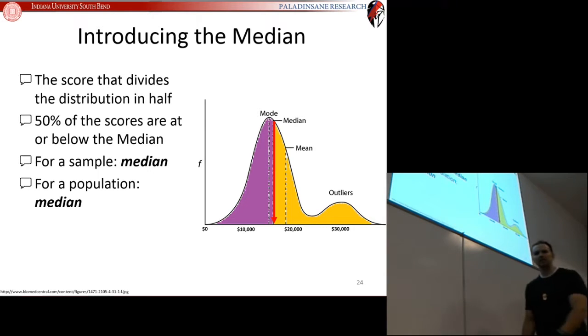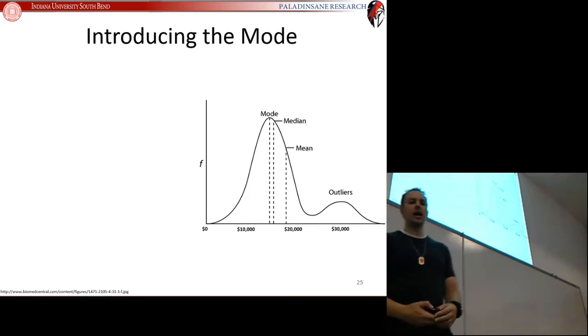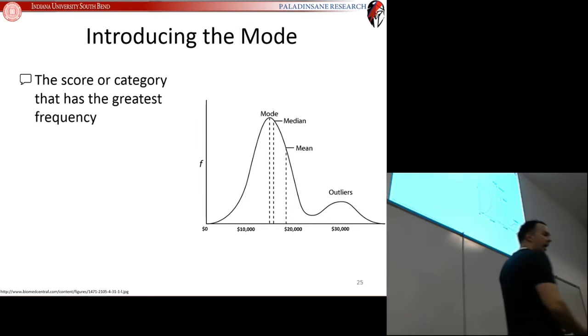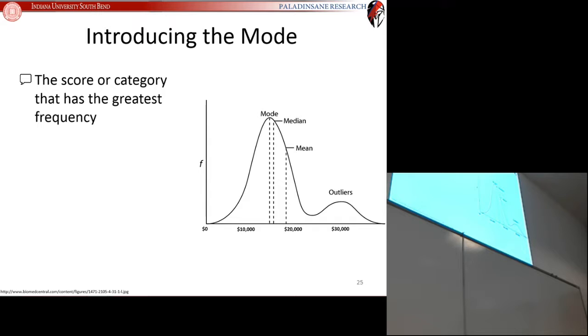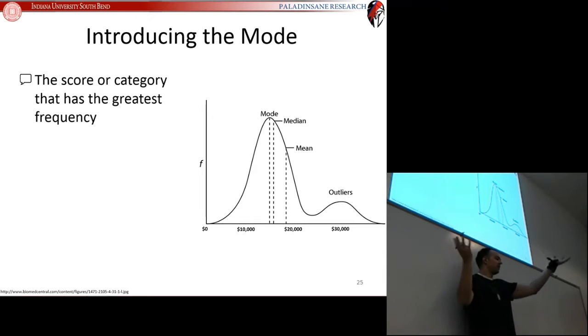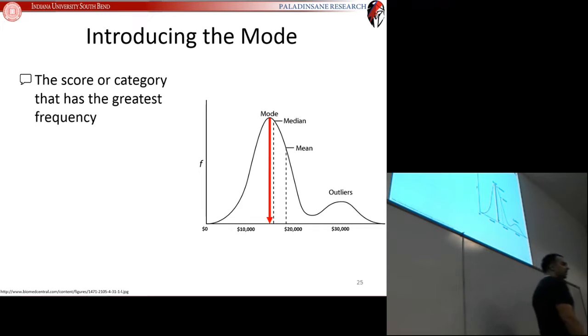All right, last measure of central tendency, we have the mode. And the mode is the score or category, or in our case, the financial amount that has the greatest frequency. It's called the mode. It's kind of like the French word for fashionable, right? En mode, in vogue, or whatever. It just means popular. It's your most popular score. So that's the mode right there.